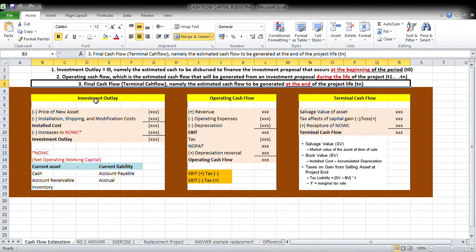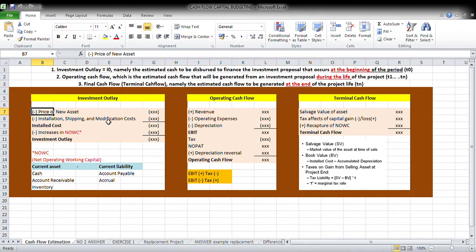So for the first, the investment outlay: the price of the new asset we put as minus, installation we put as minus. Why is this minus? Because this is an investment outlay, so we can assume our investment is minus. So price minus installation, shipping, or modification cost. This is the installed cost, or in Indonesian, harga perolehan.